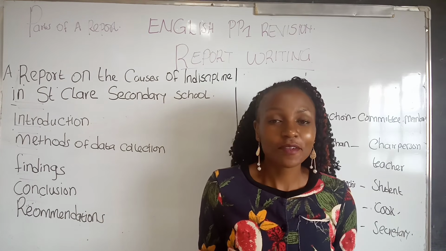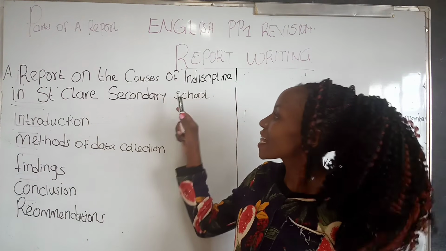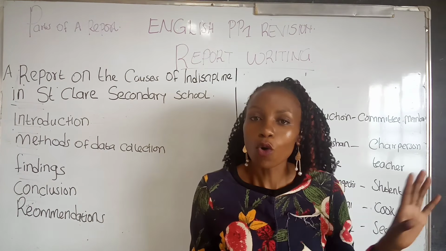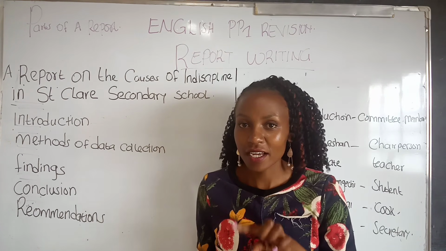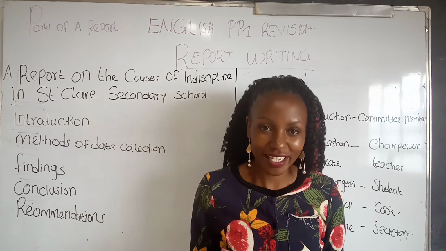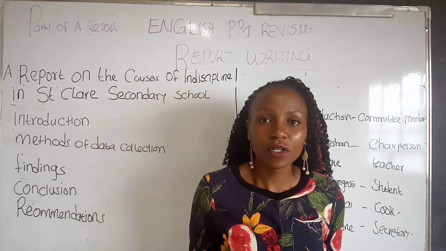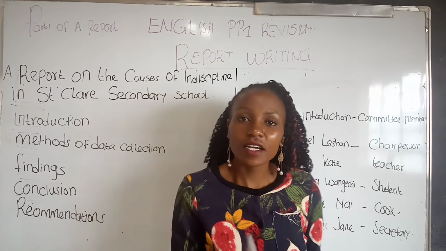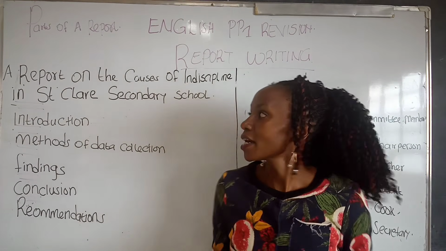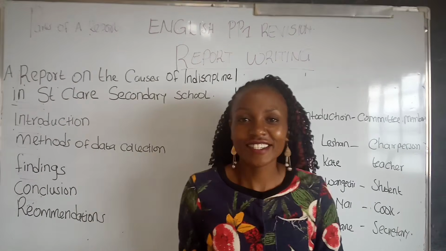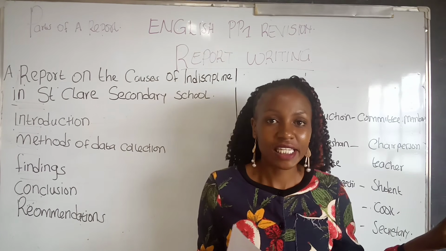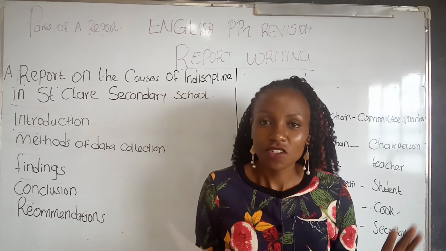We are going to start with the first part of a report, and that is the title. And the title of the report answers two questions: what and where. That is, what is being investigated and where the investigation is taking place. According to our question, the title has to mention those two things. That is why we're having a report on the causes of indiscipline in St. Clair's Secondary School. Do you have the what? Yeah. The causes of indiscipline. And the where? Yes, just like that.